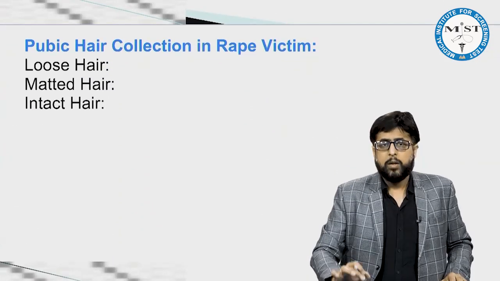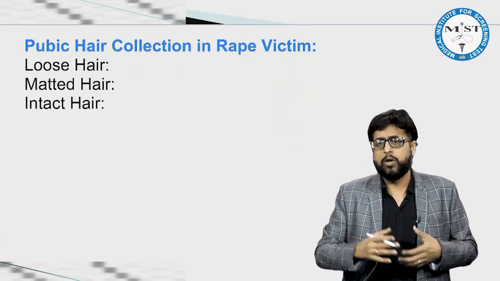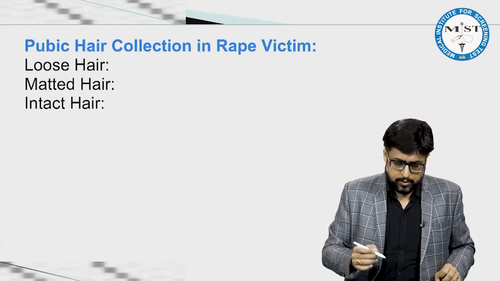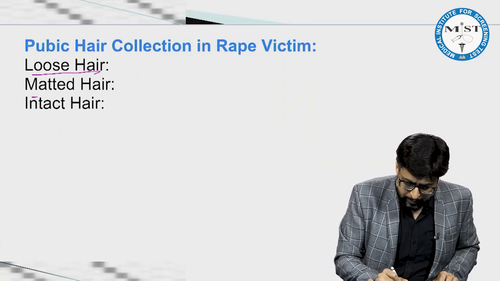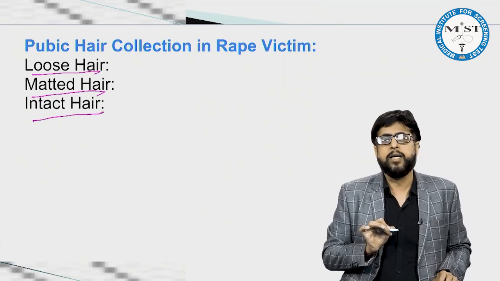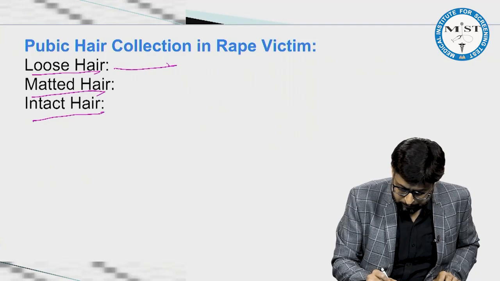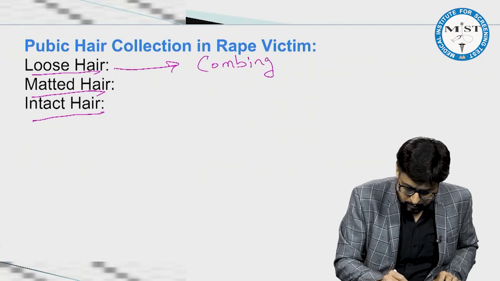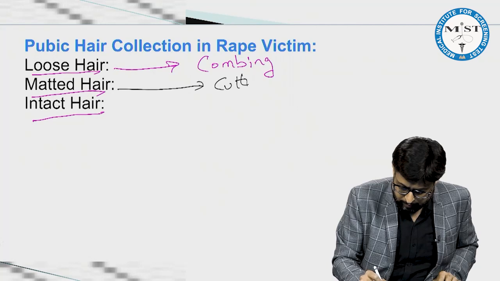Now, pubic hair collection is obviously done in a rape victim to match with the accused. There can be three kinds of hairs: loose hair, matted hair and intact hair. How do you collect them? The loose hairs are collected by combing. The matted hairs are collected by cutting.